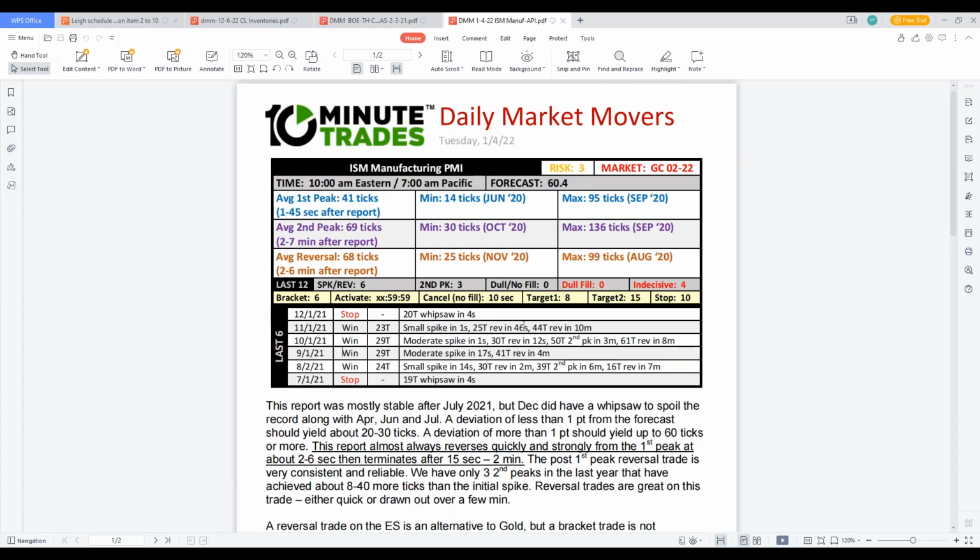25 tick reversal in 46 seconds. The next week, moderate spike, 1 second. 30 tick reversal in 12 seconds. So we're getting some hints by reading that carefully. This is a report that reverses fast. Better be careful, right? Maybe it's a trap trade. Maybe it's a breakout trade that's dying to become a trap trade. So you just want to keep all that in the back of your mind.